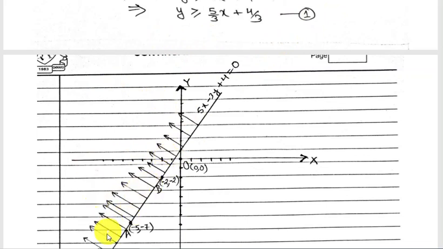That means all those points on this region, plus all those points on this straight line, will satisfy this. Why am I considering all those points on this line also? Because here the equal to sign is there. That means all the points on this line as well as all the points lying on the left of this line will satisfy this.